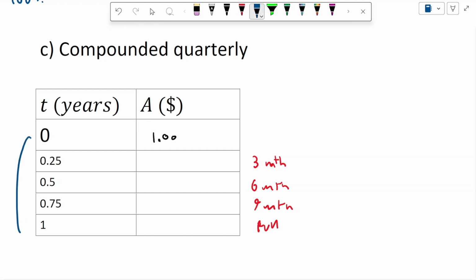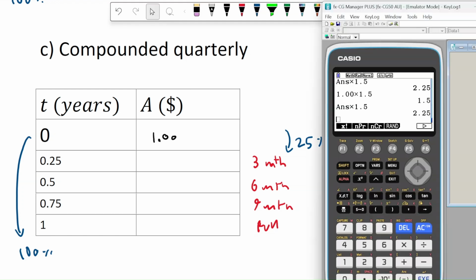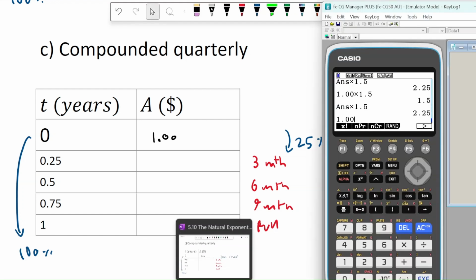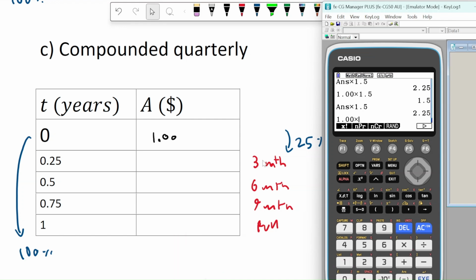If we want 100% interest by the end of the year, I need to go 25% each time. So this will be timesing by 1.25. And let's see how this works. So I got $1, and I'm going to be timesing it by 1.25. So I get $1.25.